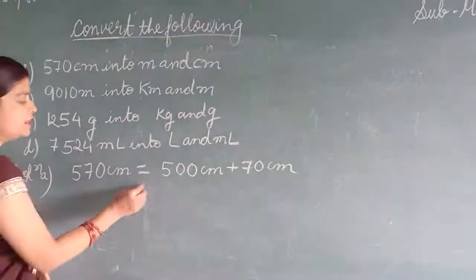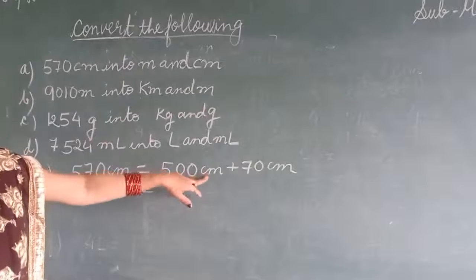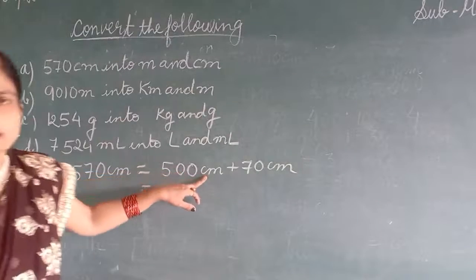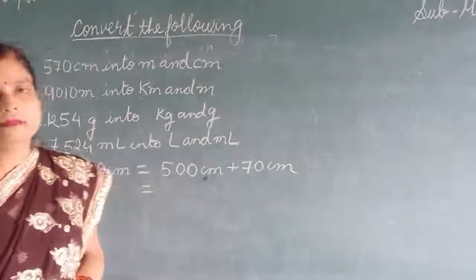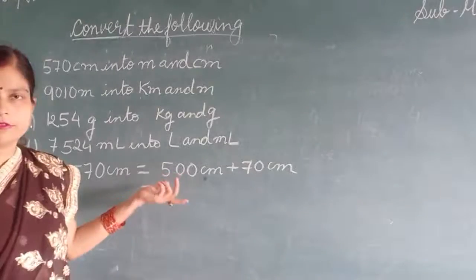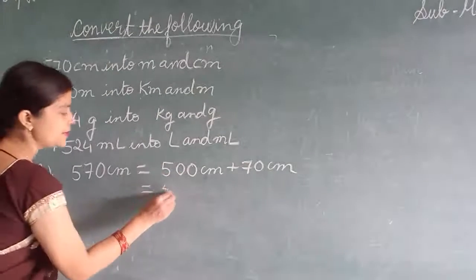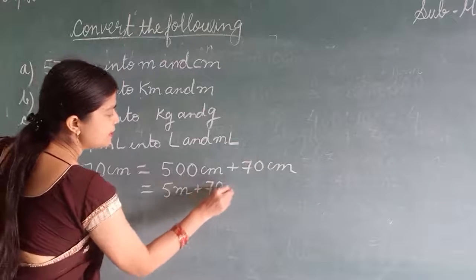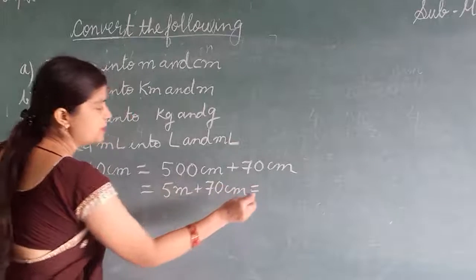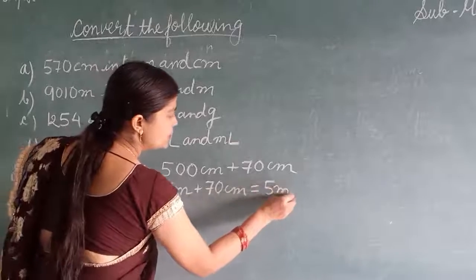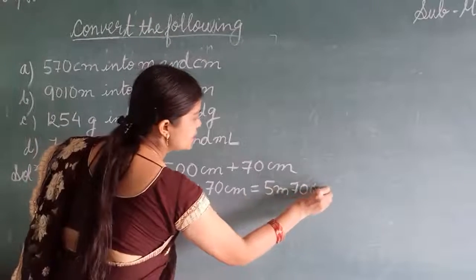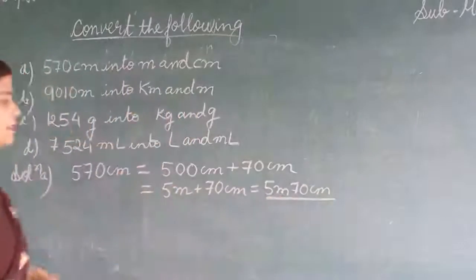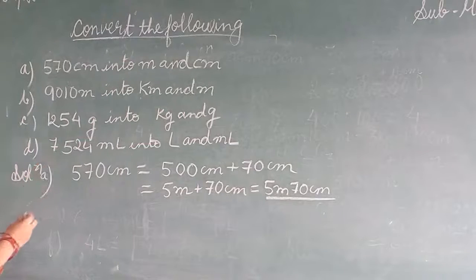Now we know that when we have to convert centimeter into meter, we simply divide by 100. That means we remove 2 zeros. So here we have removed 2 zeros. It will become 5 meter plus 70 centimeter. And together we can write 5 meter 70 centimeter. Now the second question we are again doing like this only.